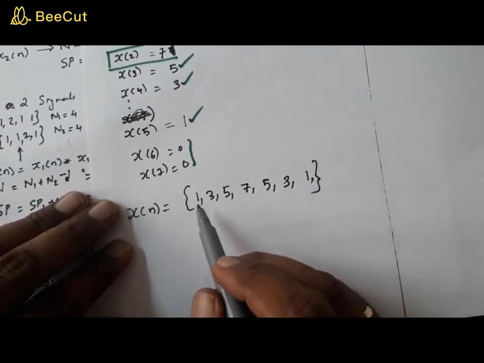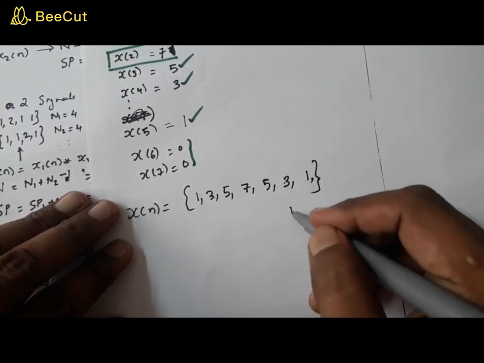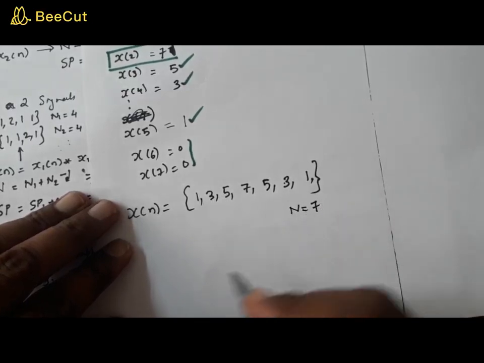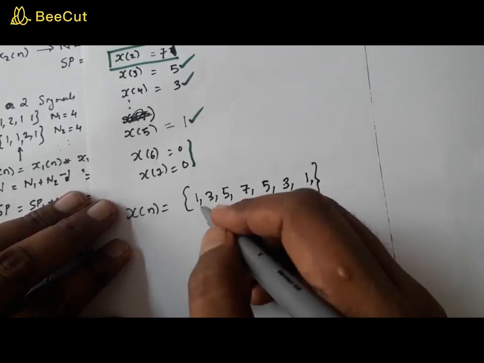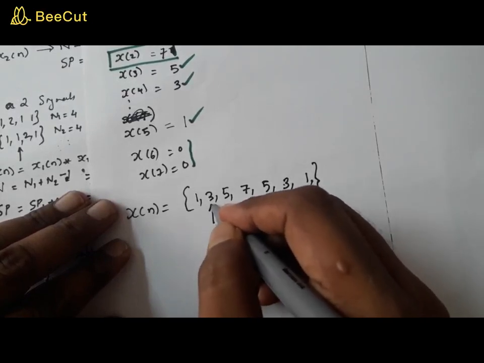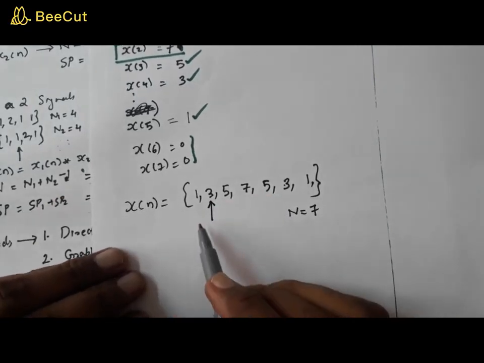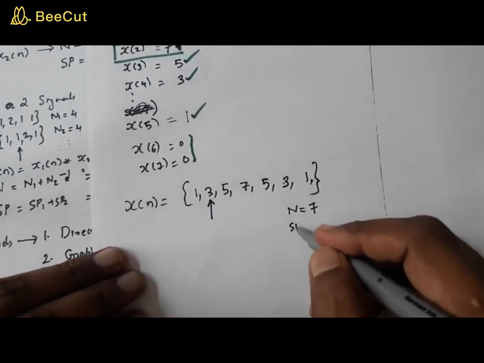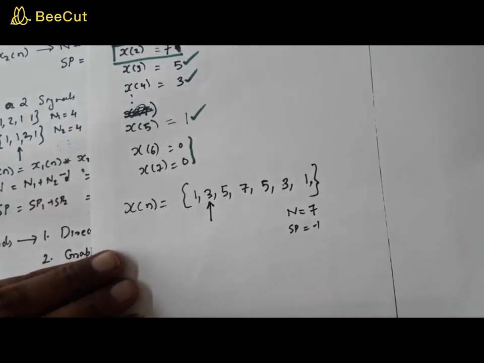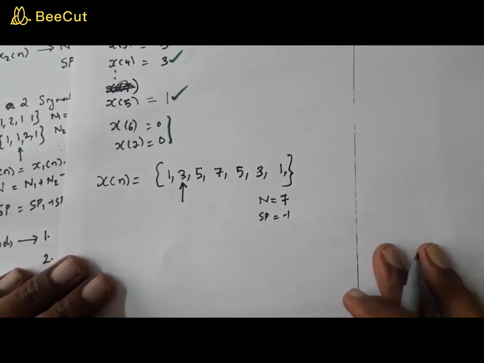Okay, now look at this. Let's count this: 1, 2, 3, 4, 5, 6, 7. So your n is equal to 7. And which must be the starting point? This is minus 1, right? So this first sample has to be represented as the 0th sample, right? So here the SP is equal to minus 1. So this is the result of the convolved signal.